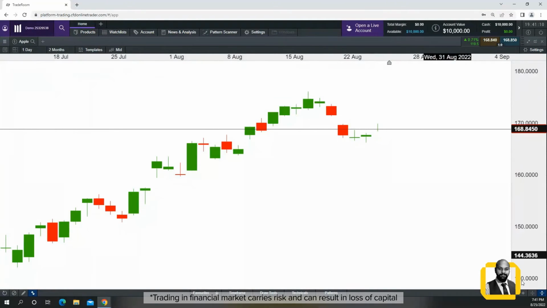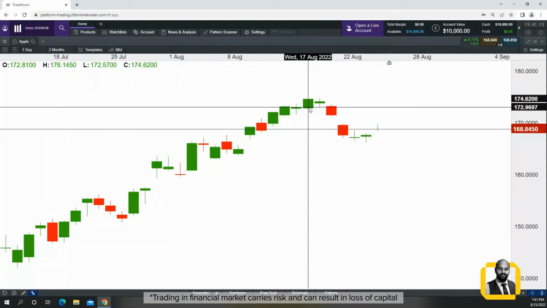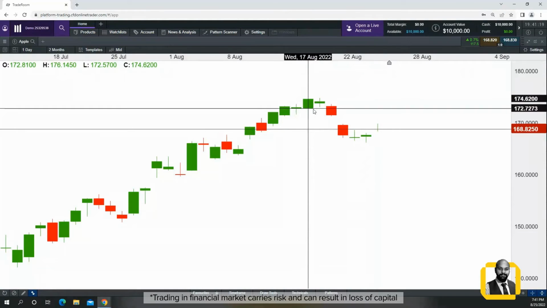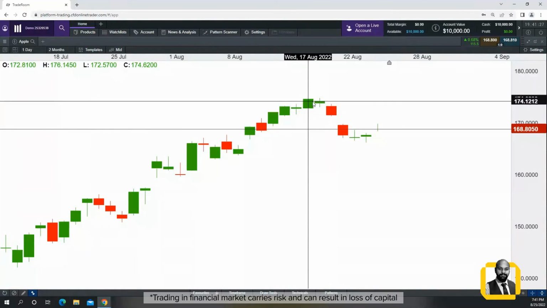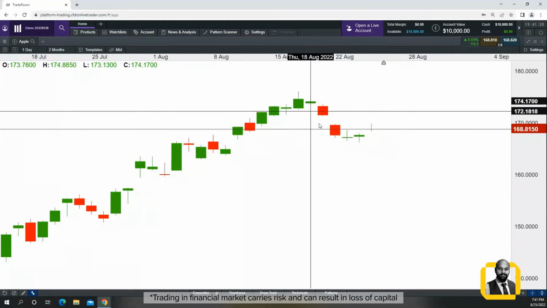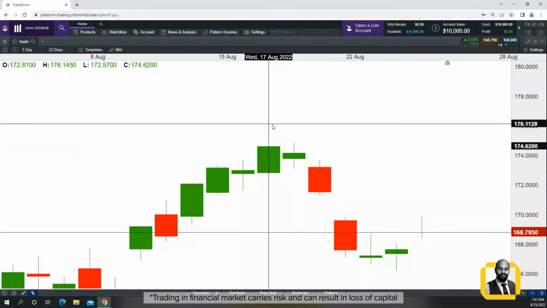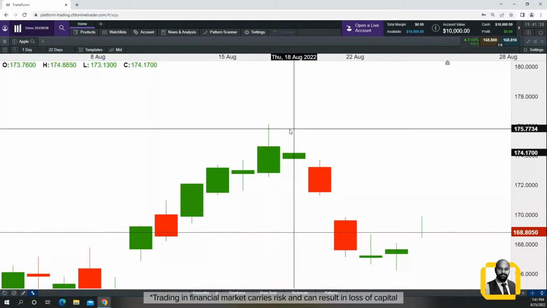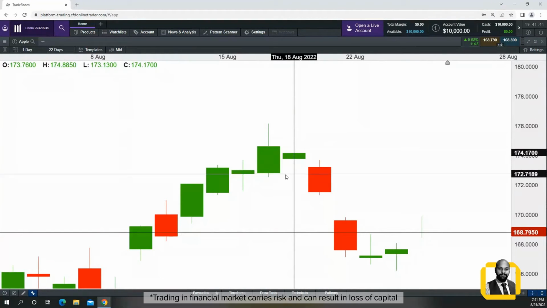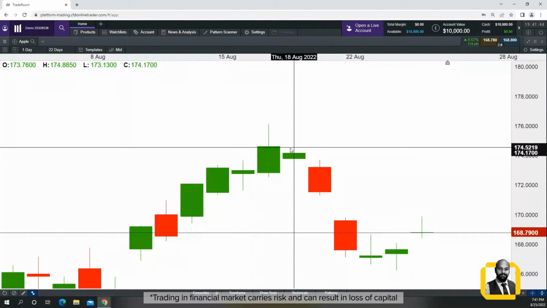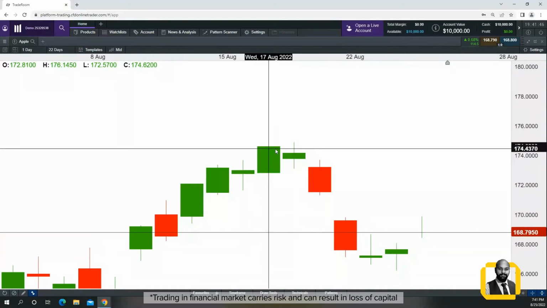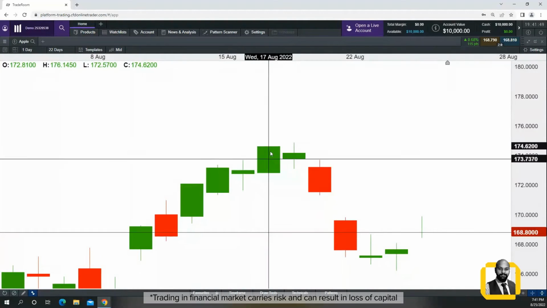Yeah. So on 17th of August, we see the price opened, the body is green, so that means the price opened lower at 172.70, or to be accurate, it opened at 172.81. It went as high as, if you can see, let me zoom this more. Yeah, it went as high as 176.414. It also made a low over here, but it opened here, but it has also closed at 174.62. So hence the solid body.